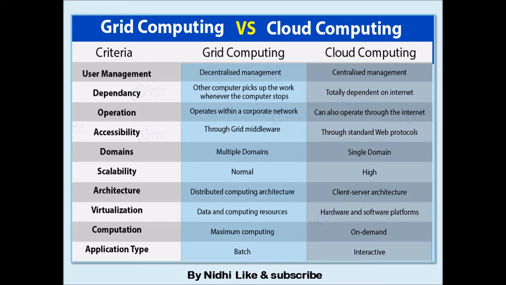Next is architecture. Grid computing uses distributed computing architecture, while cloud computing uses client server architecture. Virtualization: in grid it is data and computing resources, but in case of cloud computing we are using hardware and software platforms. Computation: maximum computing is there in grid computing, but in case of cloud computing, it is on demand. Next is application type. Grid computing follows batch application type, while cloud computing uses interactive processing.